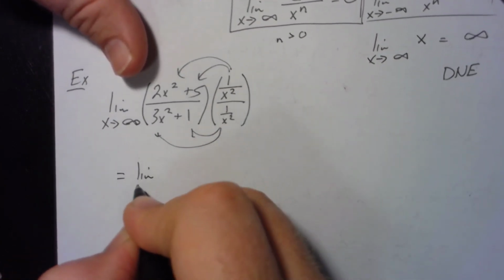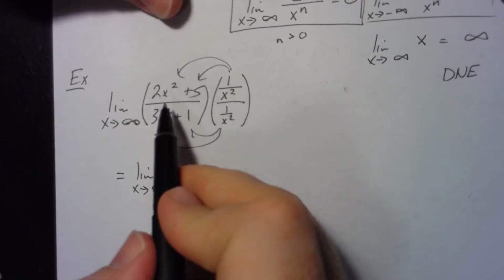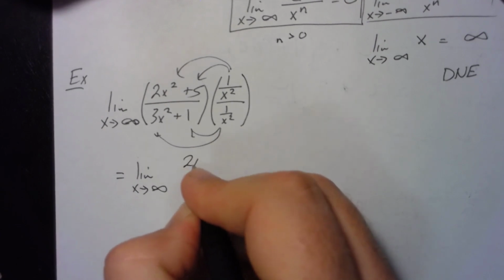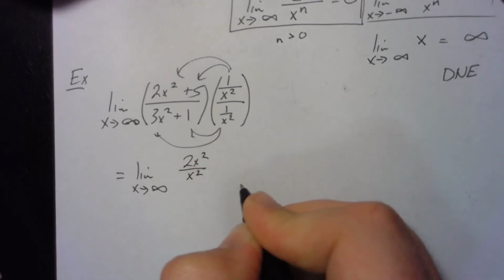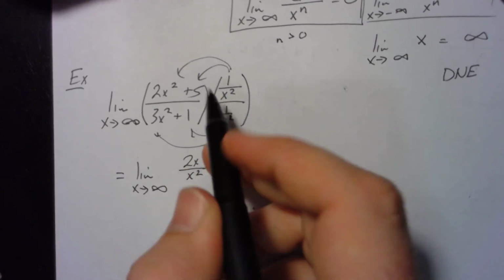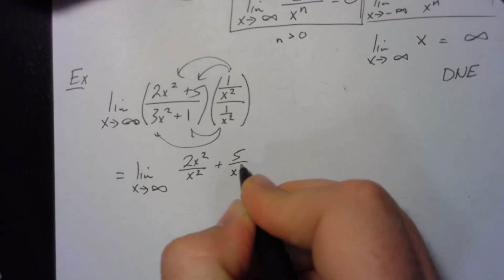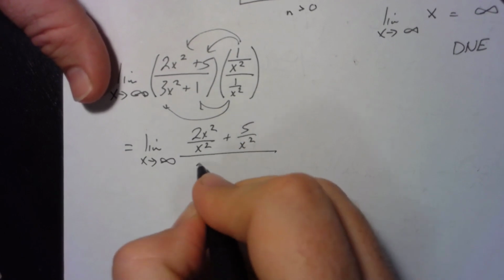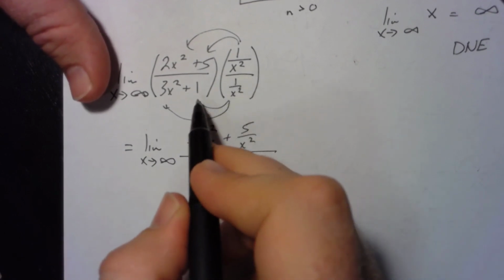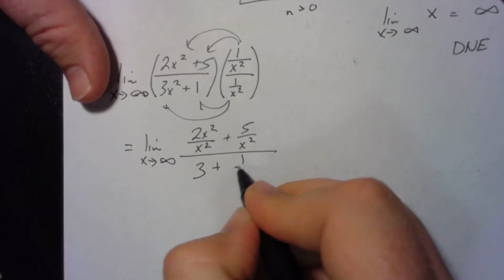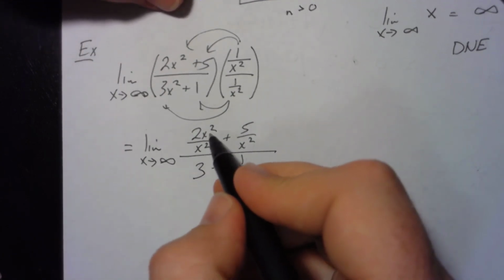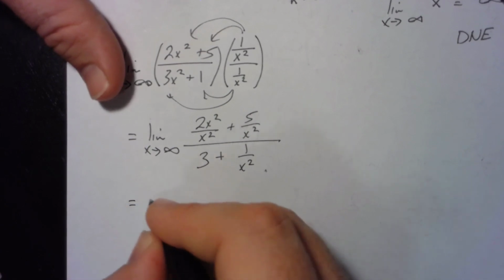So this is now the limit as x goes to infinity of, and very carefully, 2x squared times 1 over x squared becomes 2x squared over x squared. 1 over x squared times 5 becomes plus 5 over x squared. This is all divided by 1 over x squared multiplied by 3x squared becomes 3, and 1 over x squared times 1 is 1 over x squared. Now you'll notice in this case right here I actually simplified it. And that's what I'm going to do up here as well. I just didn't want to do it too quickly.